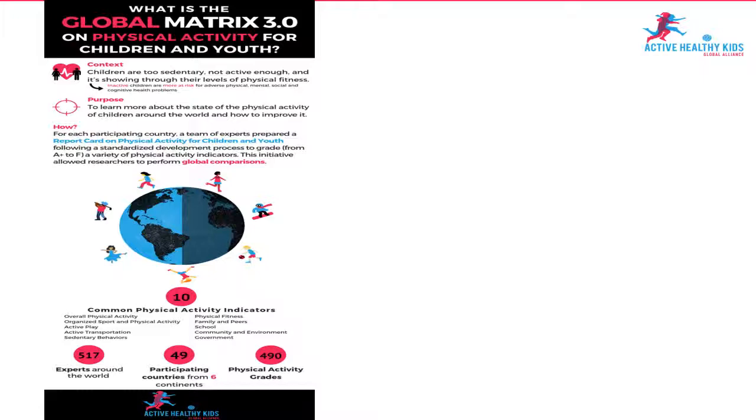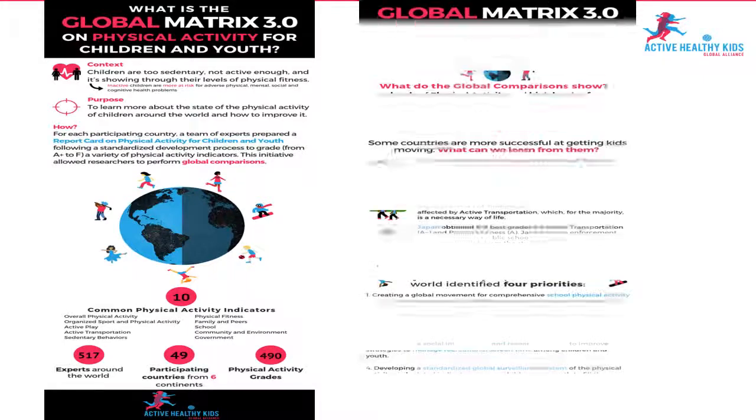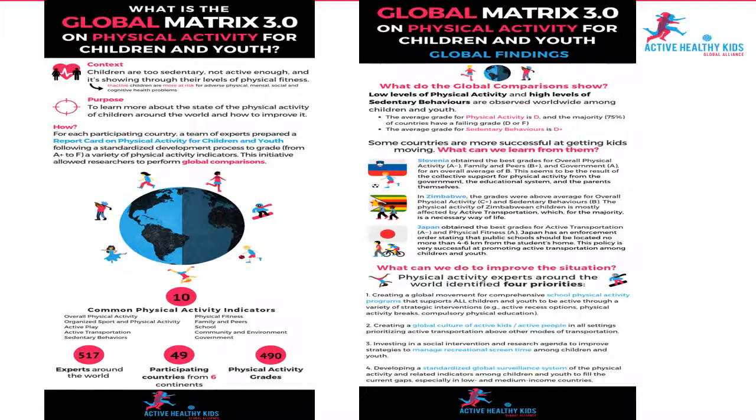We also produced infographics that provide summaries of the rather detailed information that's available on the Global Matrix. You can see 2 examples of them here. I know you can't read them, but they provide highlights similar to the key messages that I read out a number of slides ago. These are available on the Active Healthy Kids Global Alliance website. They're available in English, French, and Spanish, I believe, at the moment.